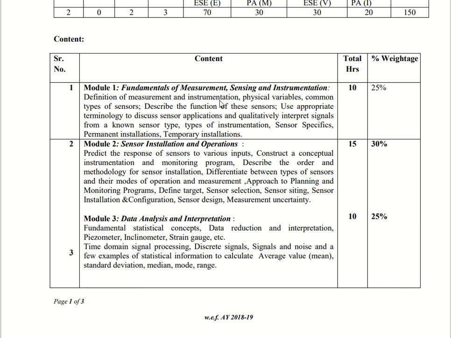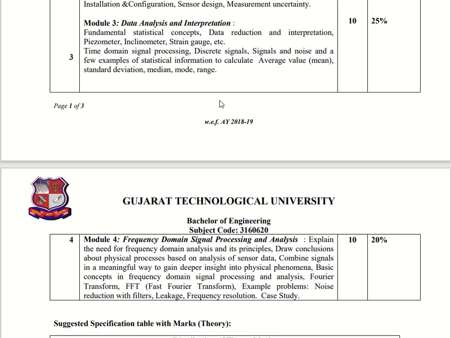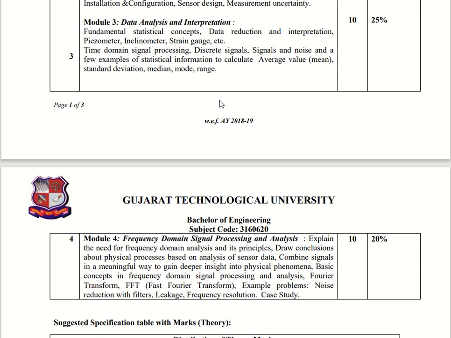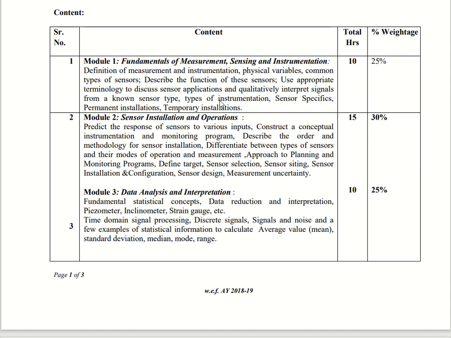Second chapter is called sensor installation and operations. We are going to discuss it in the next chapter. Third module is data analysis and interpretation. We are going to discuss that later on. And the fourth one is called frequency domain signal processing and analysis. So first, let's start and discuss the first module, fundamental of measurement, sensing and instrumentation.